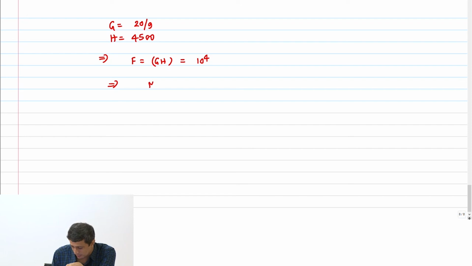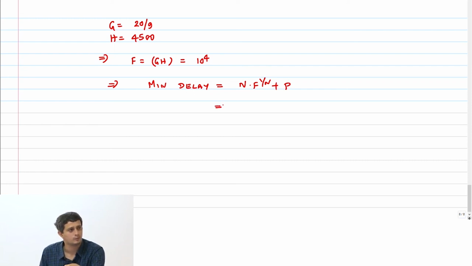implies min delay is n into f power 1 by n plus p. Okay, so this is 4 into 10 power 4 by power 1 by 4 plus 6. So it's not just 40. Huh? You get 46.